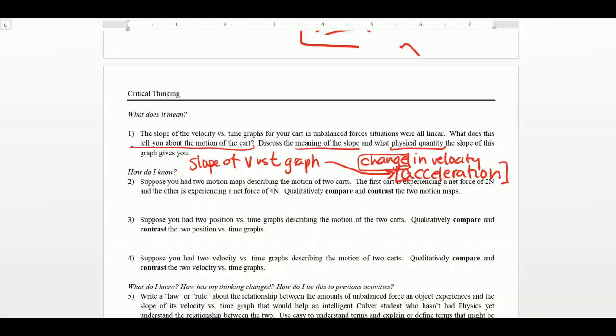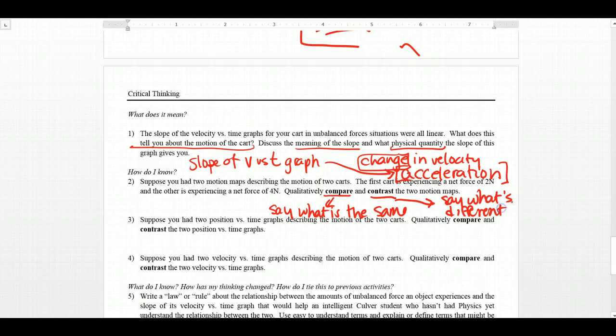So then we have to look at the motion maps. Compare and contrast. Compare means say what's the same about those motion maps. Contrast is say what is different, or describe what is different. So you really want to focus on the motion map itself. The first cart has 1 net force, 2 newtons, and the other has twice as much net force. Qualitatively means use your words to tell us what would be the same about those 2 carts' motion maps, not the carts themselves, but the motion maps, and what's different about those motion maps.